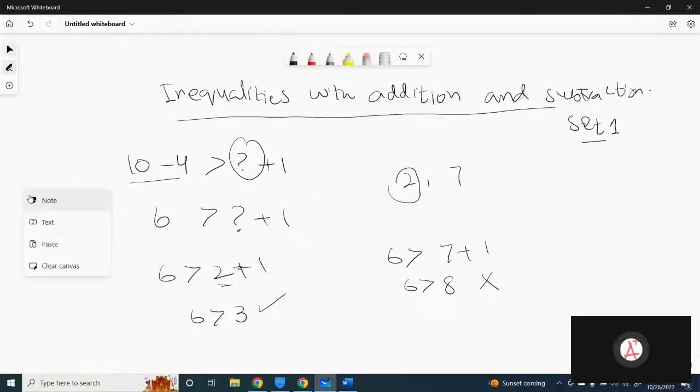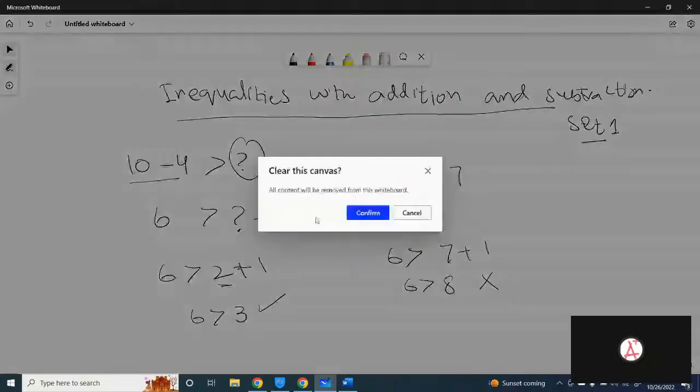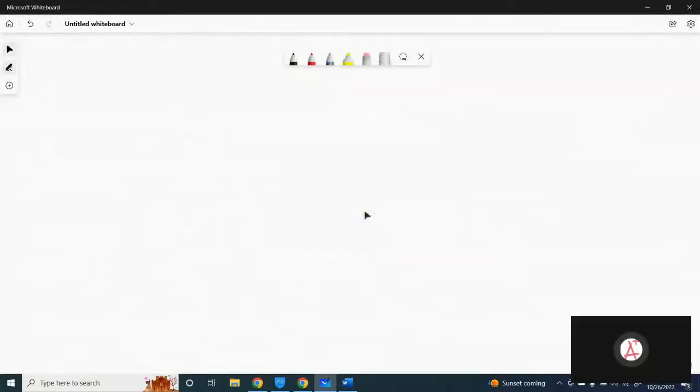Okay, let's do another example. The next one is 8 minus the missing number less than 5, and the options given are 3 and 5. Let's start with the first option. Let's compare it with 3. So it would be 8 minus 3 less than 5. 8 minus 3 is 5. Is 5 less than 5? Is it true? No, 5 is not less than 5. So that means it's false.